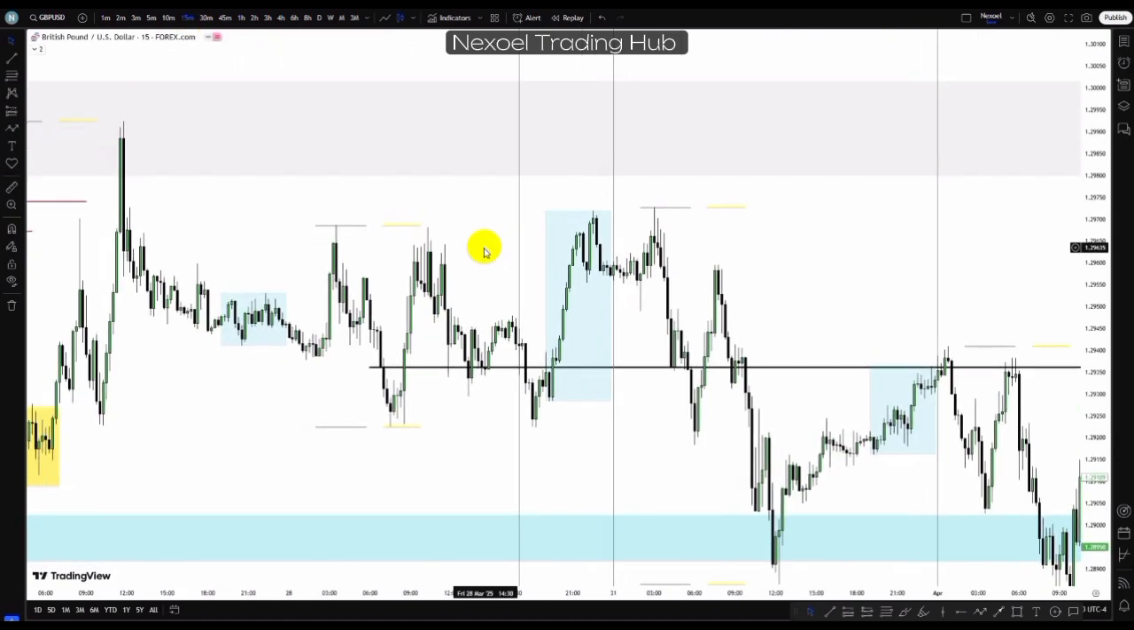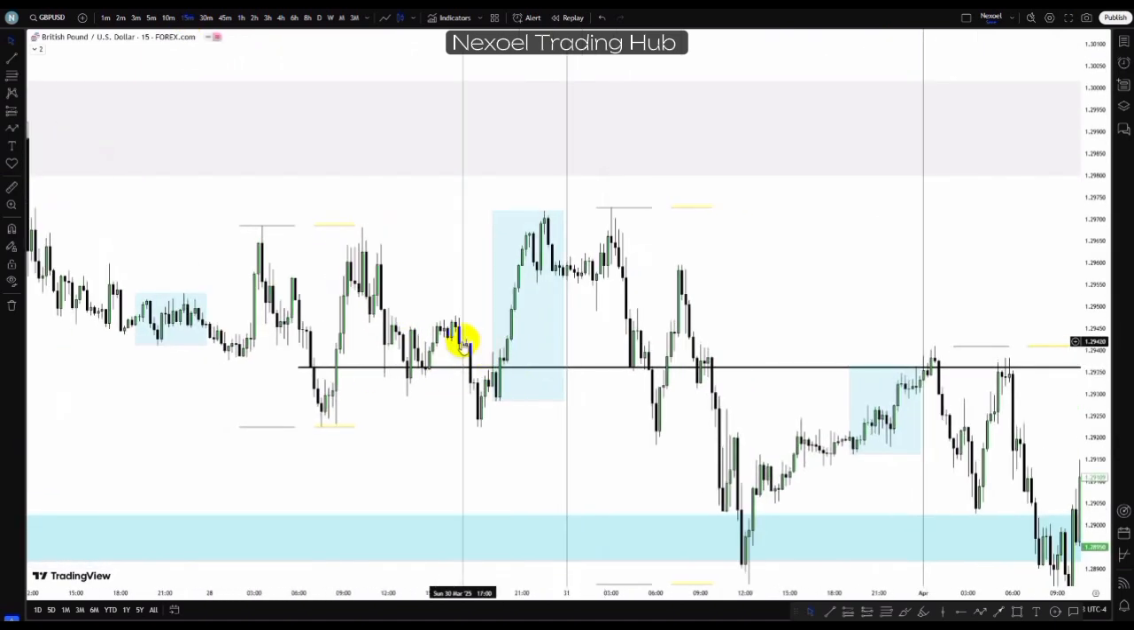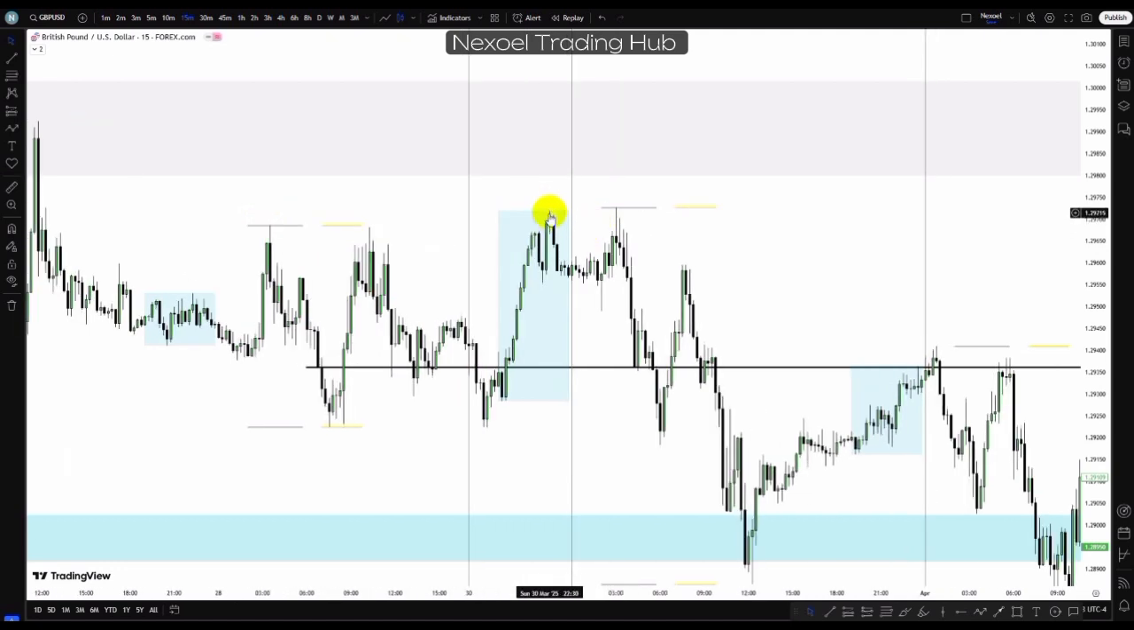So here in the 15-minute time frame, we can see this is a Sunday opening price. We can see how price traded to the downside and we had the impulse to the upside. The Asia session took out this buy side liquidity, but the Asia session did not sponsor bearish movement to the downside to take out this low.